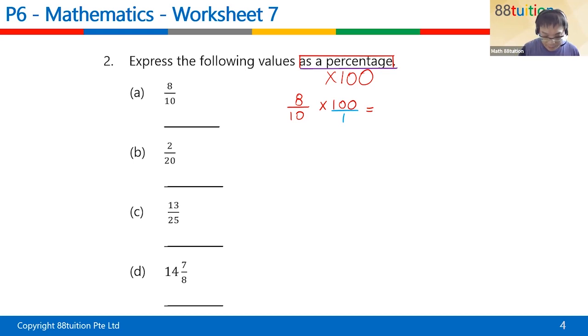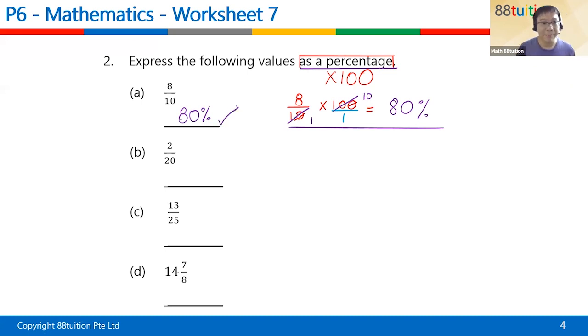Anyway, so 10 and 100, they are part of the 10 times table. So divide by 10, divide by 10, and 8 times 10 is 80. That's how Nabil got 80%. Is that okay? Serena, are you okay? Can you understand? Yes. Very good.